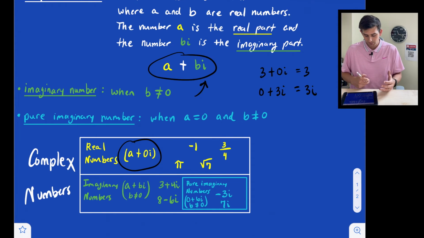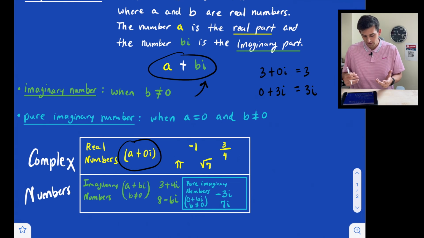Now for imaginary numbers, we kind of have two sets, right? We have imaginary numbers, but then we also have pure imaginary numbers. So our imaginary numbers are down here in green, and that's just when b is not equal to 0, but a is also not equal to 0, right? So in that case, we would have 3 plus 4i, or 8 minus 6i. So we have a real part and we have an imaginary part.